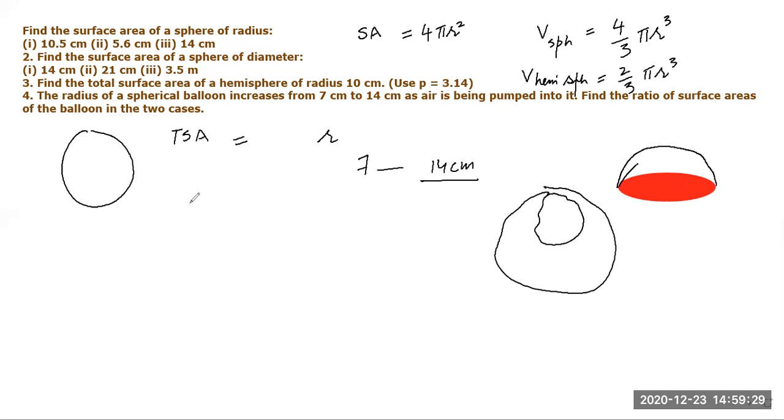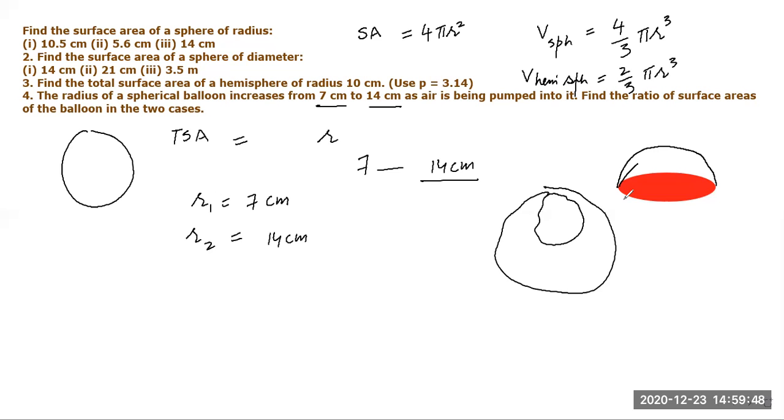So let us say first R1 is equal to 7 centimeter. Let's say this is R2, this is R1, right? So Adi, what is R2? R2 is 14 centimeter, right? So now we want to find out the ratio of surface area.